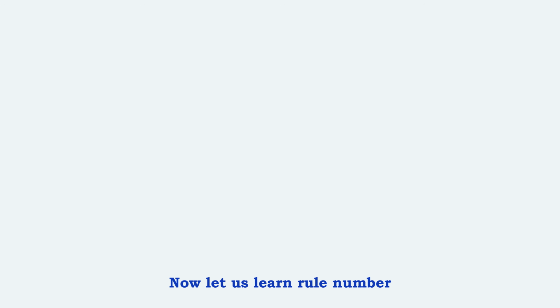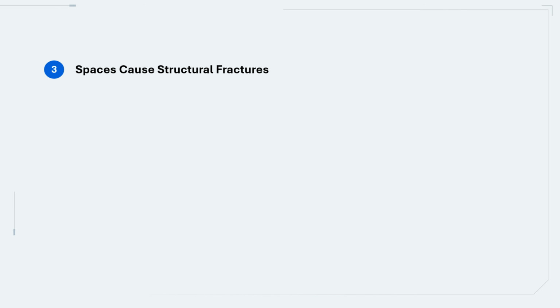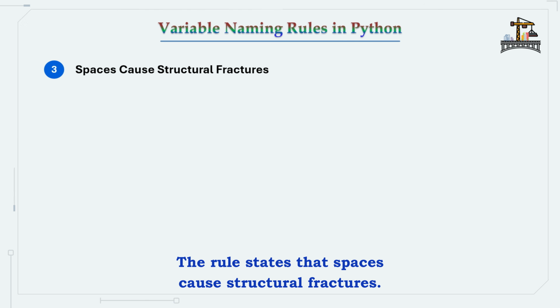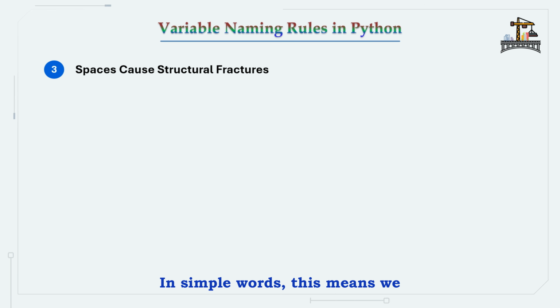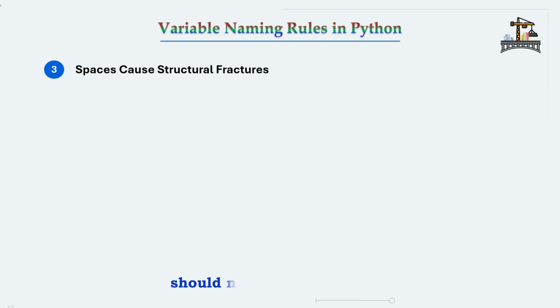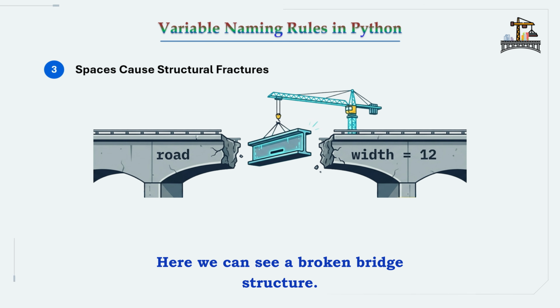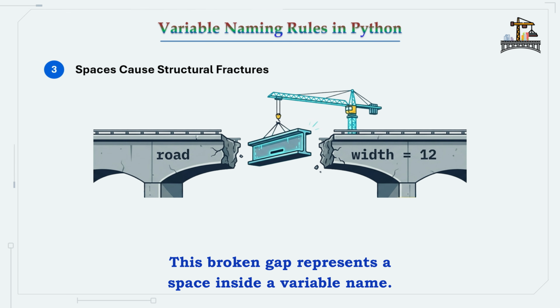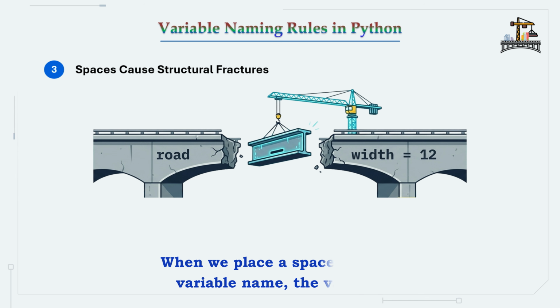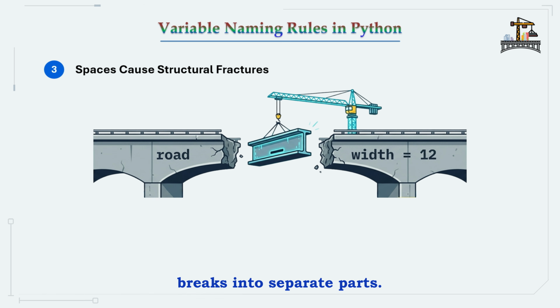Now let us learn rule number 3 for variable naming in Python. The rule states that spaces cause structural fractures. In simple words, this means we should not use spaces inside variable names. Here we can see a broken bridge structure. This broken gap represents a space inside a variable name. When we place a space inside a variable name, the variable breaks into separate parts.